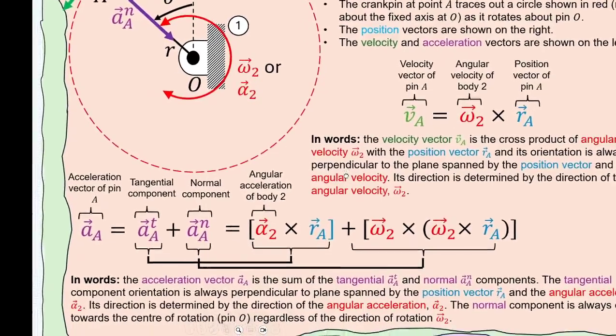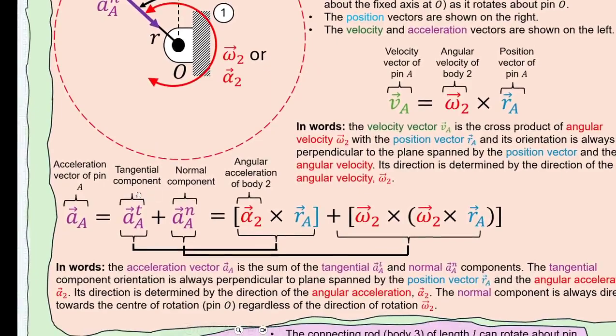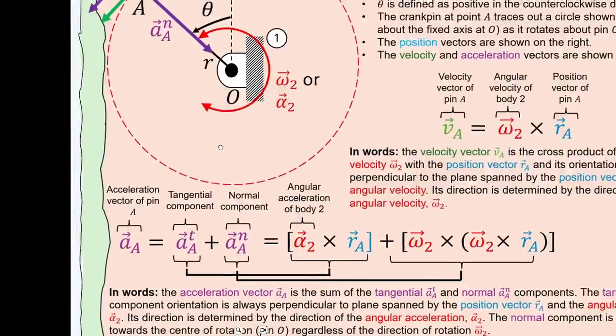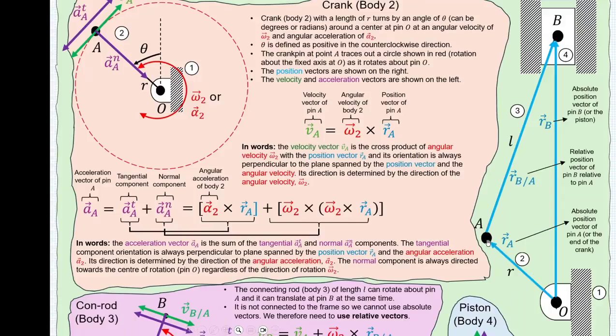If we move on to acceleration of pin A, we'll note that there are 2 components of the acceleration of point A, a tangential component and a normal component, both of which are drawn over here. In each case, a cross product is involved to calculate each of those components. For instance, for the tangential component, it is a cross product between the angular acceleration of the link 2 with the absolute position vector of point A.